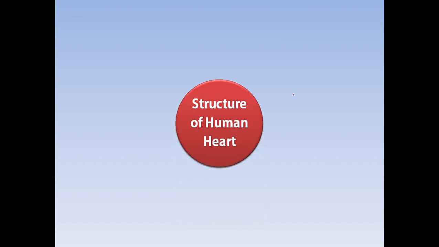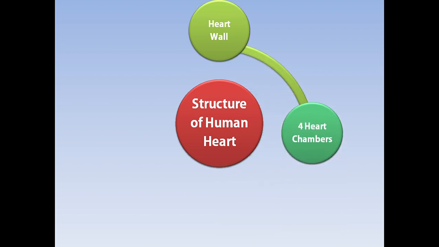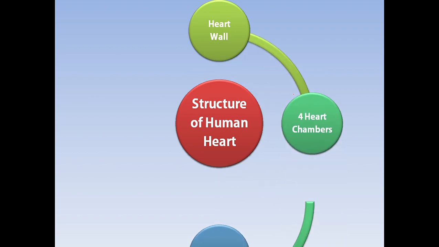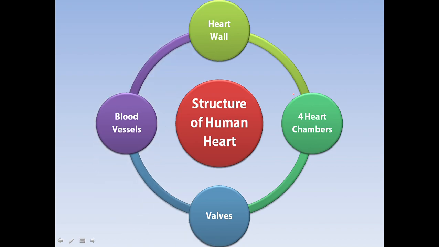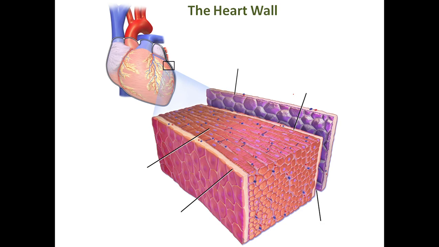Now, coming on to the structure of the human heart, it comprises the heart wall, four heart chambers, valves, and blood vessels. Now, we'll discuss these one by one. First is the heart wall. In the diagram, this is showing the enlarged view of the heart wall.